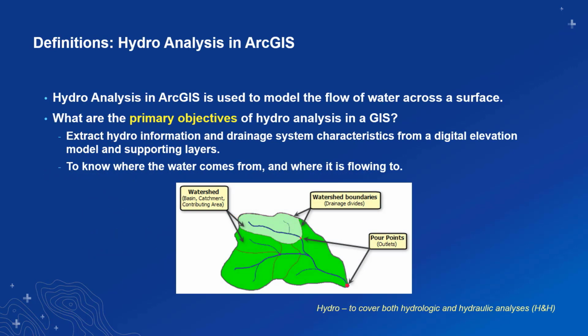Let's define some key terms. The purpose of hydroanalysis in ArcGIS is to model the flow of water across a surface, to know where the water is coming from and where it will flow to. And to do that, we'll often be extracting hydrologic information and drainage system characteristics from digital elevation models and supporting data. When I talk about hydro in general context, I will be referring to both hydrology and hydraulics and water resources analysis in general.